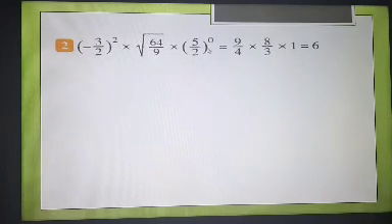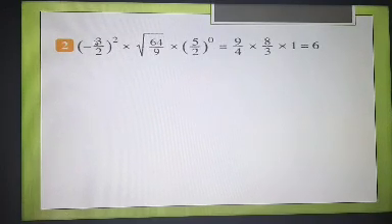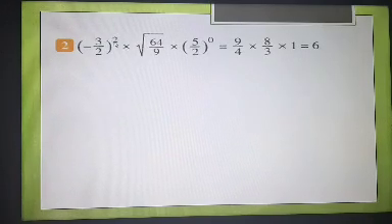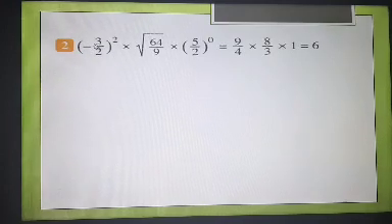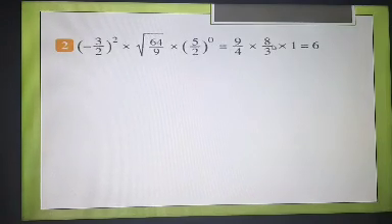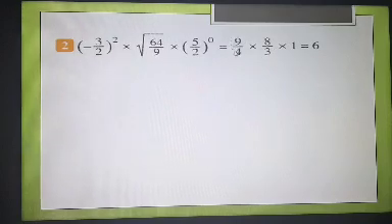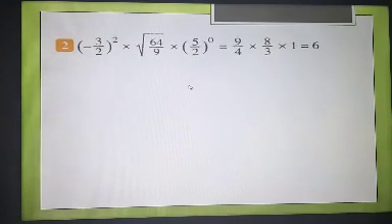How we can get the value of this expression? Negative 3/2 to the power of 2. It's a power even. So the power is even, so it removes the negative. 3 power 2 will be 9. 2 power 2 will be 4. Root 64/9. Root 64 will be 8. Root 9 will be 3. And any number to the power of 0, it must be what? 1. Bravo. So we have to multiply these three numbers together. The final answer will be 6.